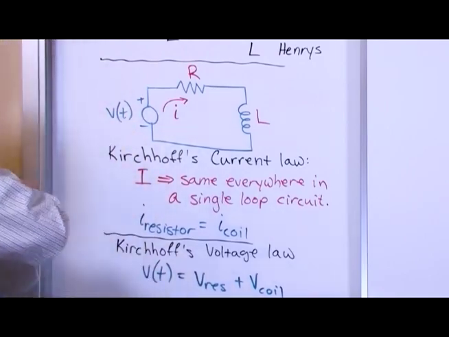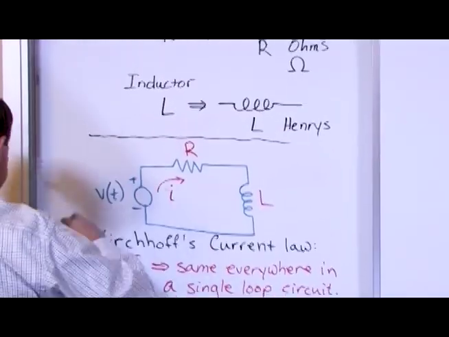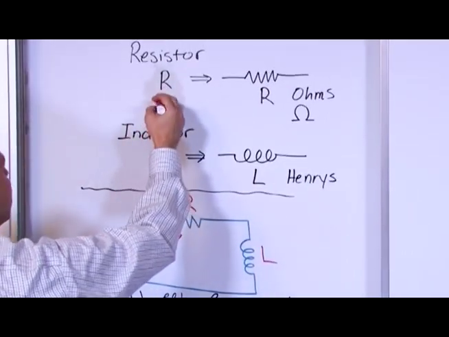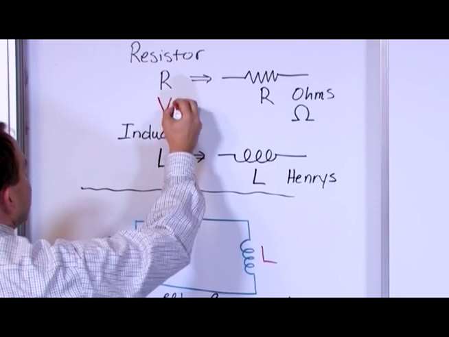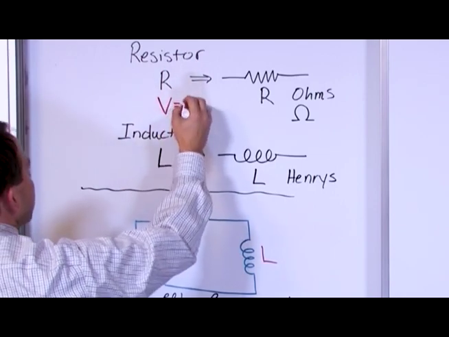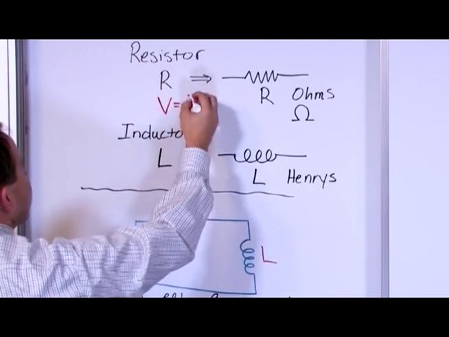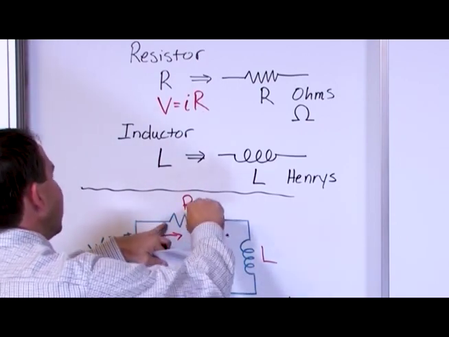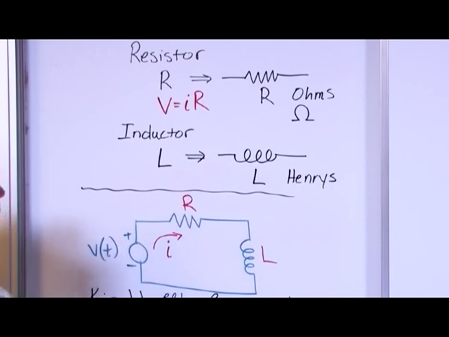The mathematical voltage drop across a resistor is going to be the current flowing through the resistor times the value of the resistor. V is equal to IR. That's called Ohm's law. So if I knew how much current was flowing through the circuit and I put a meter here, I times R is going to give me how many volts I've got here.